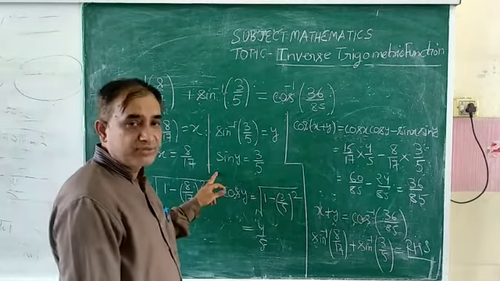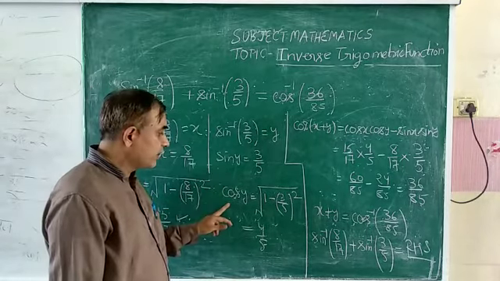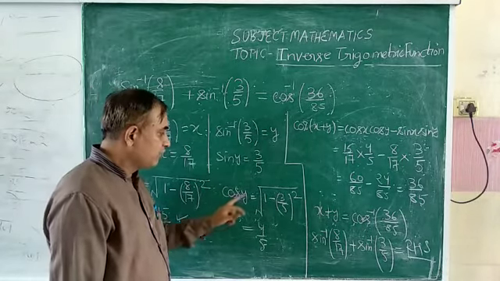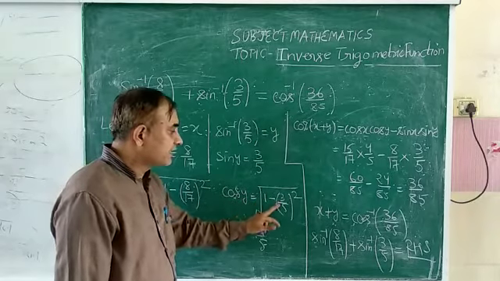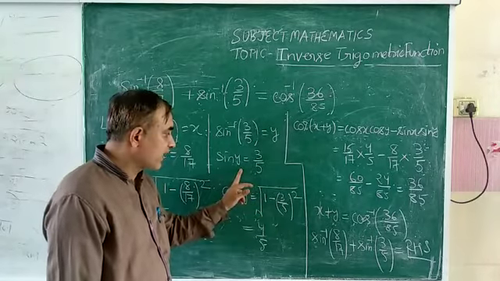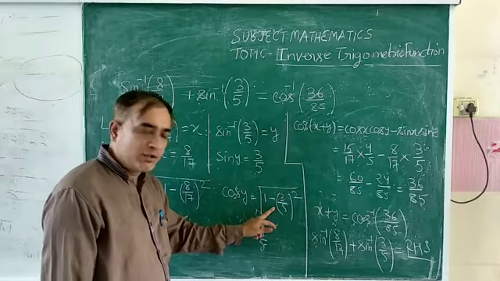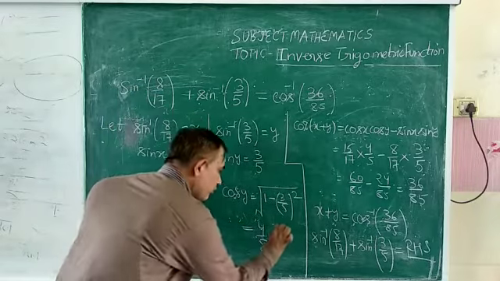Similarly, with the help of sin y, we find cos y. In the same manner, we have the formula cos y = √(1 − sin²y). If we put sin y = 3/5 and calculate it, we get 4/5.